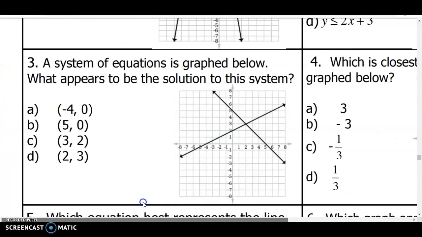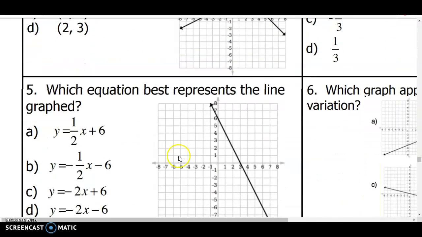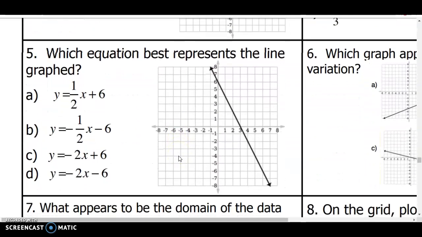Number 5 says, which equation best represents the line graphed? Let's use some process of elimination first. I can see that this slope is going down, so it's negative. This has a negative slope, that has a negative slope, that has a negative slope. Oh, this does not. So I know my answer choice is not A.